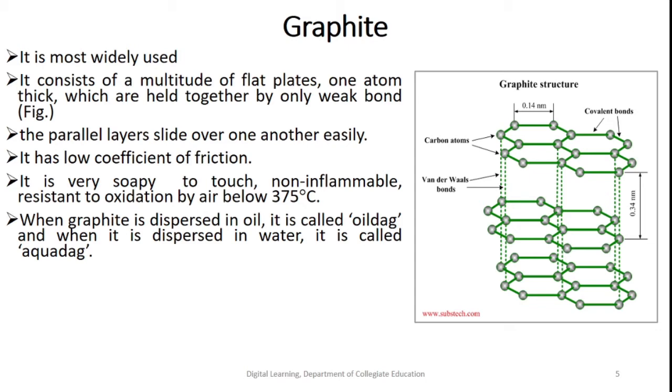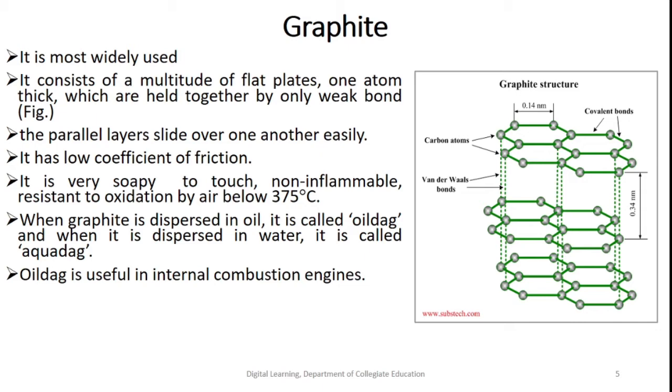A suspension of graphite in oil or water is prepared in the presence of tannin, which acts as an emulsifying agent. When graphite is dispersed in oil, it is called oil dag, and when it is dispersed in water, it is called aqua dag.